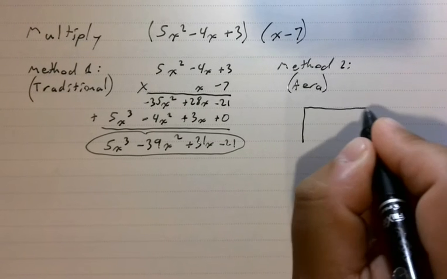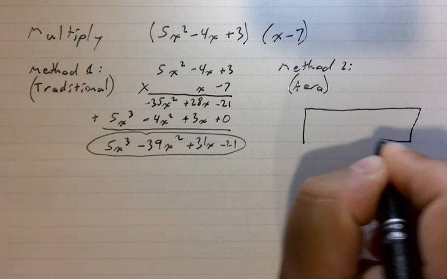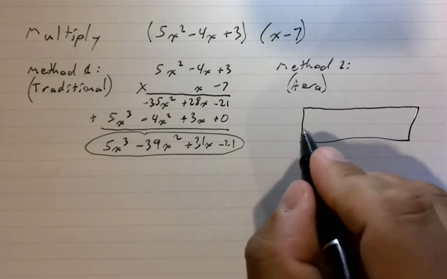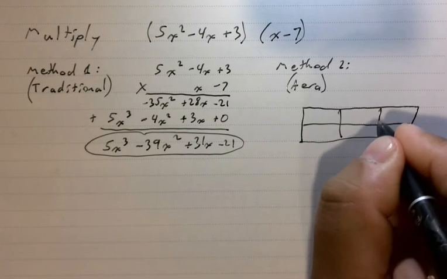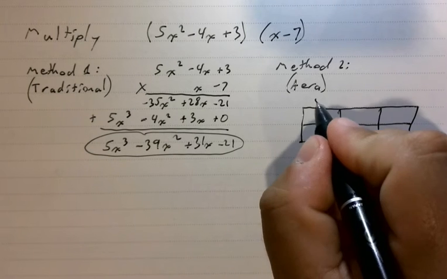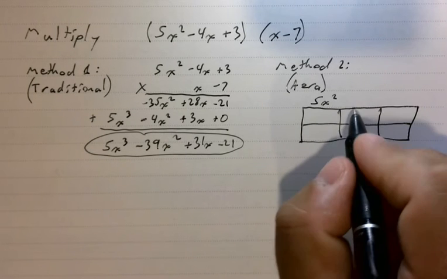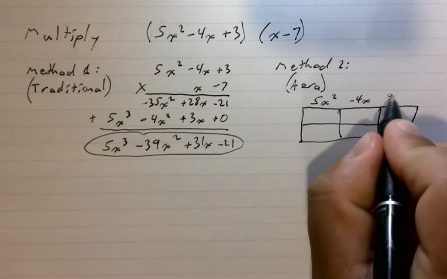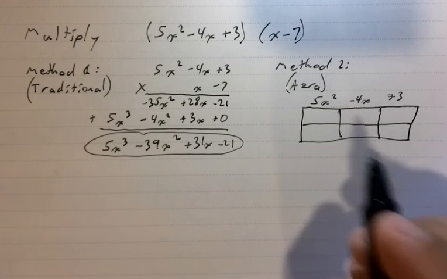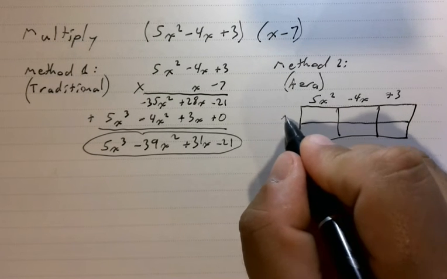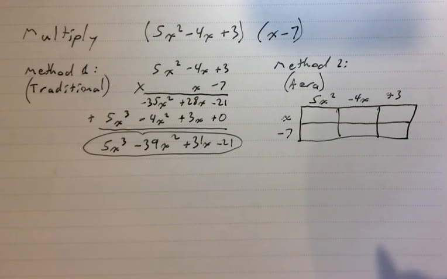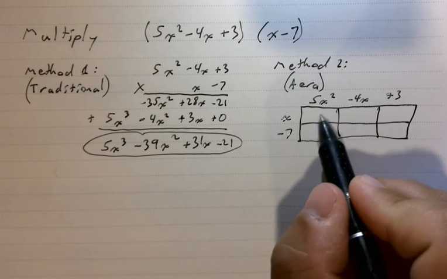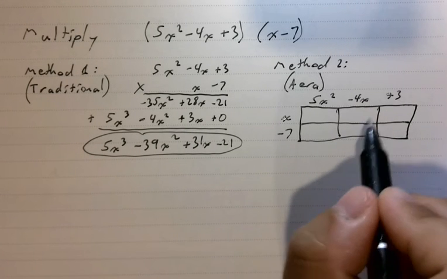We just have a different shaped rectangle because we're going to have 3 boxes since there are 3 terms, 5x squared, -4x plus 3, so that polynomial has 3 terms. And then this dimension represented by the binomial x minus 7, 2 terms. We're going to multiply and find the little area of each of these little boxes.